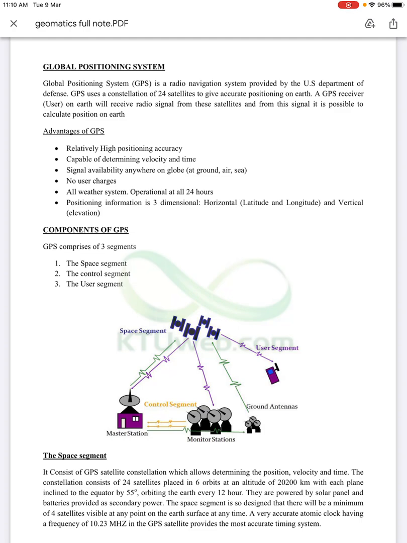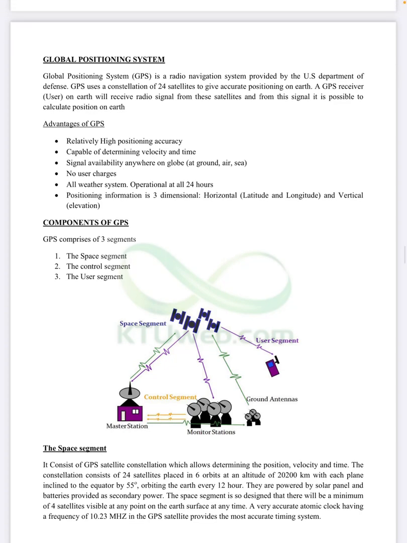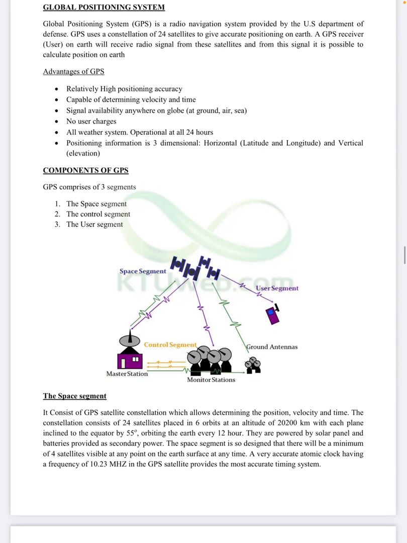There are no user charges, and it is an all-weather system. It is operational in a 24-hour window, and the positioning information is in 3 dimensions: horizontal, that is latitude and longitude, and vertical, that is the elevation. So these are the advantages of GPS. In all of these systems we can locate anywhere on the globe the latitude and longitude on the horizontal side, and if we need the elevation, we can also locate it by using GPS.